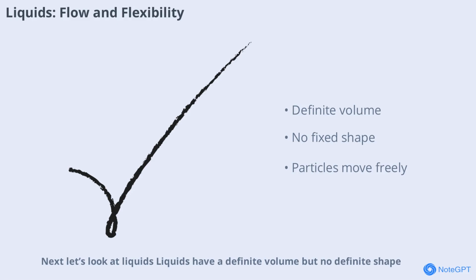Next, let's look at liquids. Liquids have a definite volume but no definite shape. They take the shape of their container. The particles in a liquid are close together but can move past each other, allowing liquids to flow. Water, milk, and oil are common examples. Liquids are essential for life and play a big role in nature and industry.